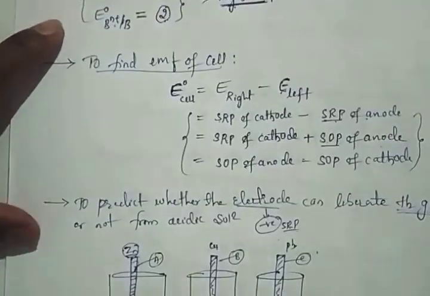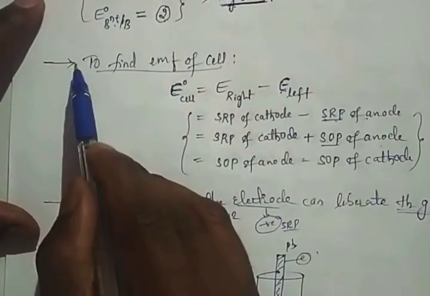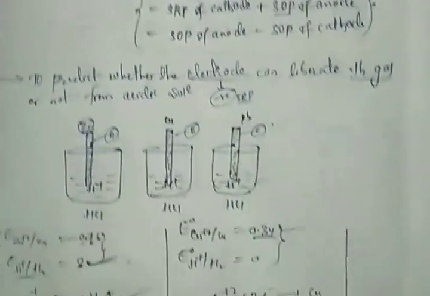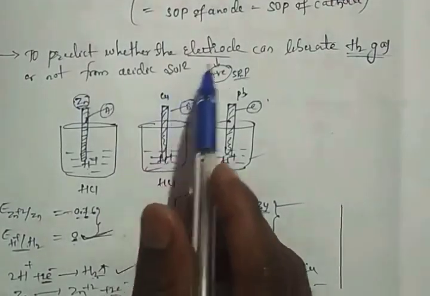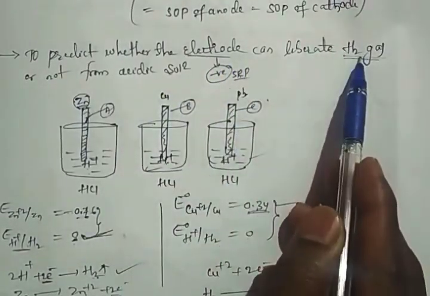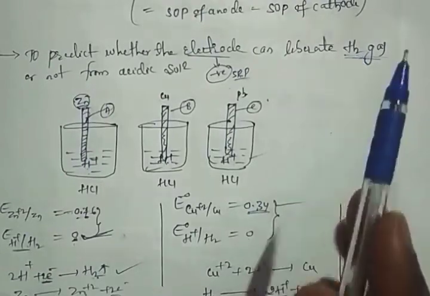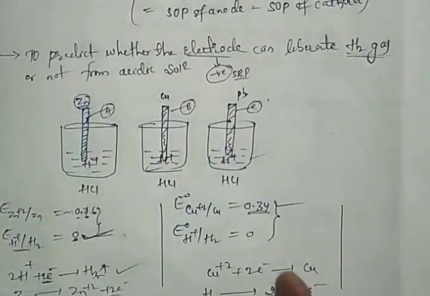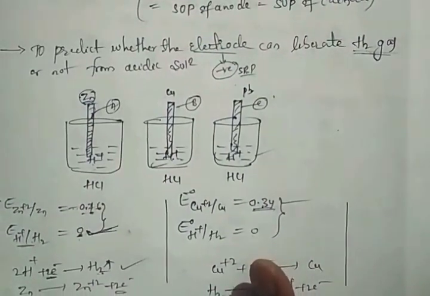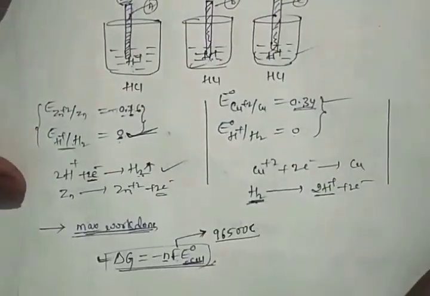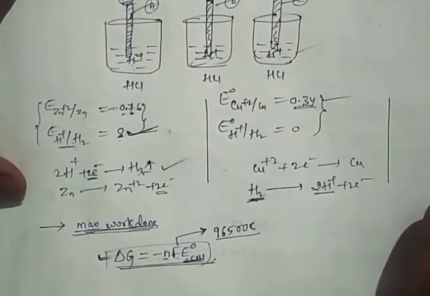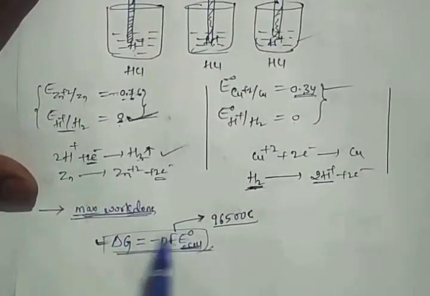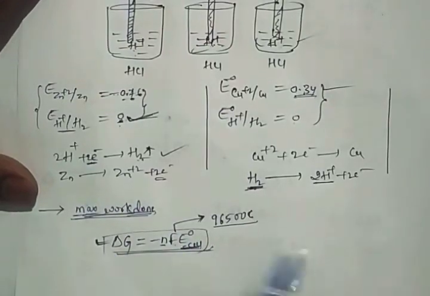To find the EMF using these applications, we have already solved the problems. And the next one is to predict whether the electrodes have a tendency to liberate hydrogen gas or not. It is simple: if the electrode has negative SRP values, then it can liberate hydrogen gas from its acidic solution. And the last one is to calculate the maximum work done. That is given by delta G equal to minus nFE naught of the cell.